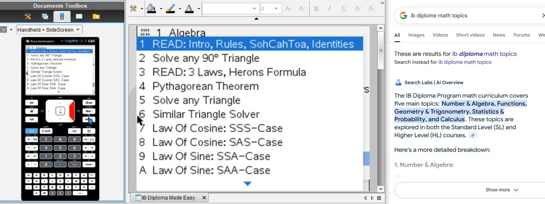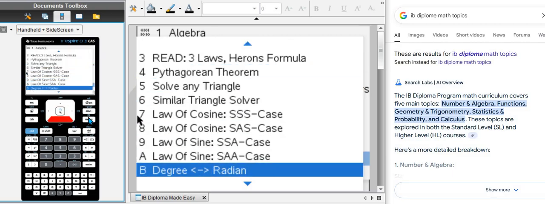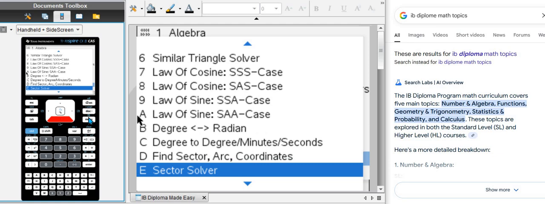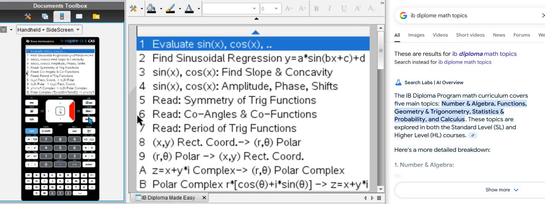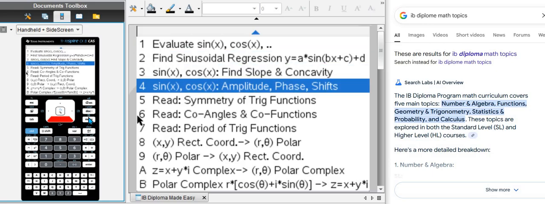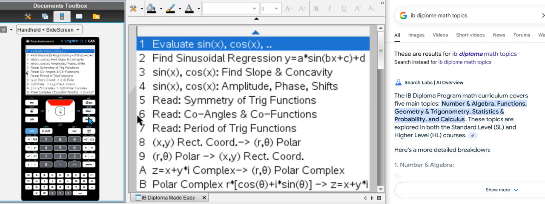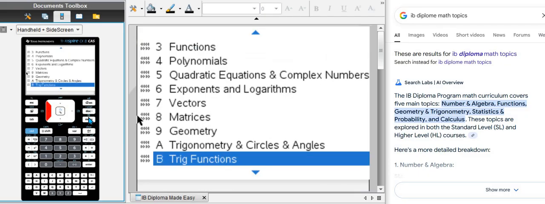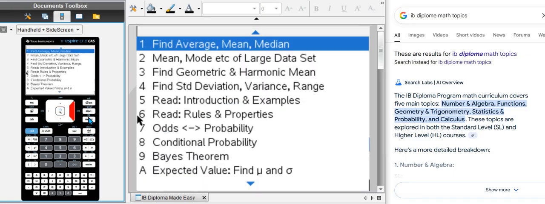Trigonometry has everything that you will ever need: the law of sine, law of cosine, 90-degree triangles, conversions between degrees and radians, and actually there's also a section on trig functions, right? The sine and cosine functions, the symmetry, the sine regression, evaluating sine and cosine. So all of that is in here. Next, you can see is going to be probability and statistics. So you just scroll down further: statistics, probability.